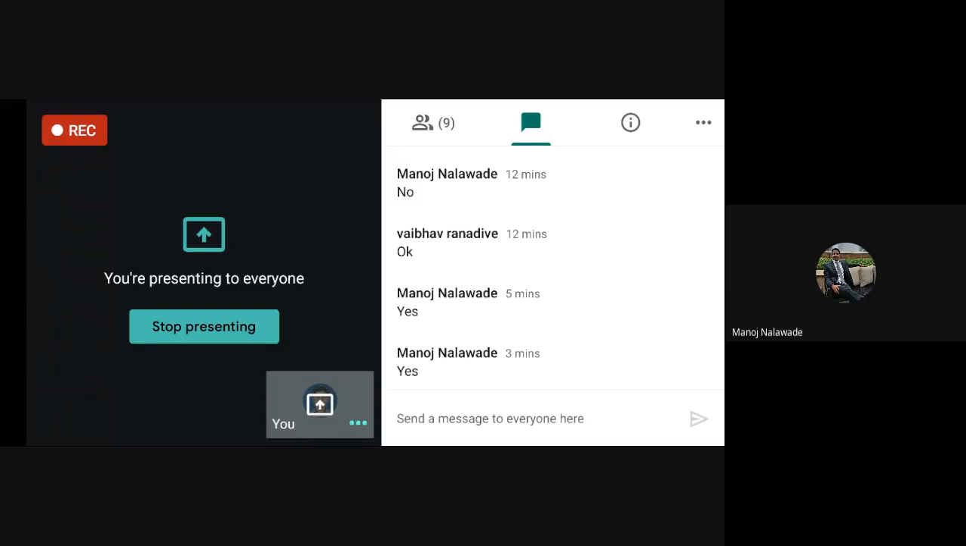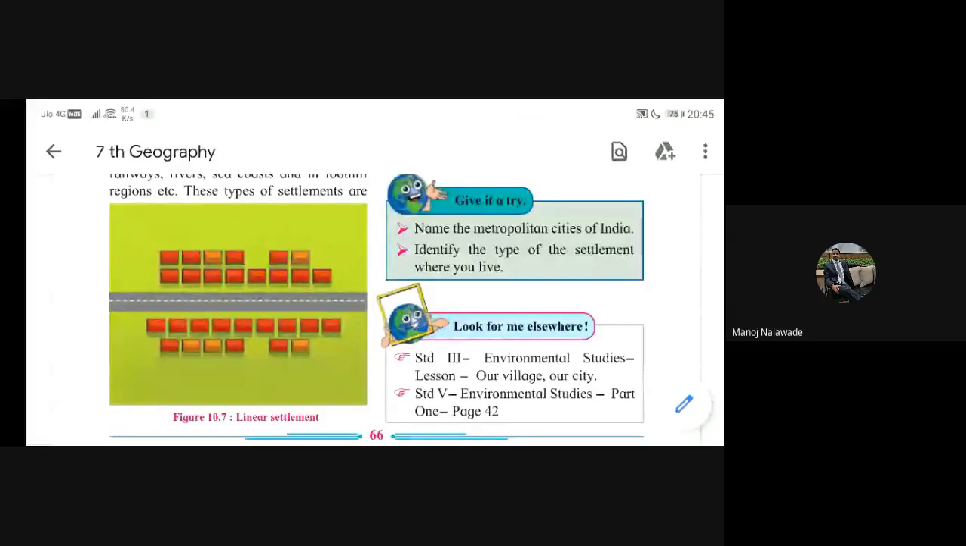Now in Pune also the work on the metro is going very fast. In a few days or few months there will be a metro in Pune. Construction is already being done, and some part of it is already constructed. So Pune is also a metropolitan city now. Okay, so you were able to name it. Now, identify the type of settlement where you are living. Can anybody tell me which type of settlement you are living in?